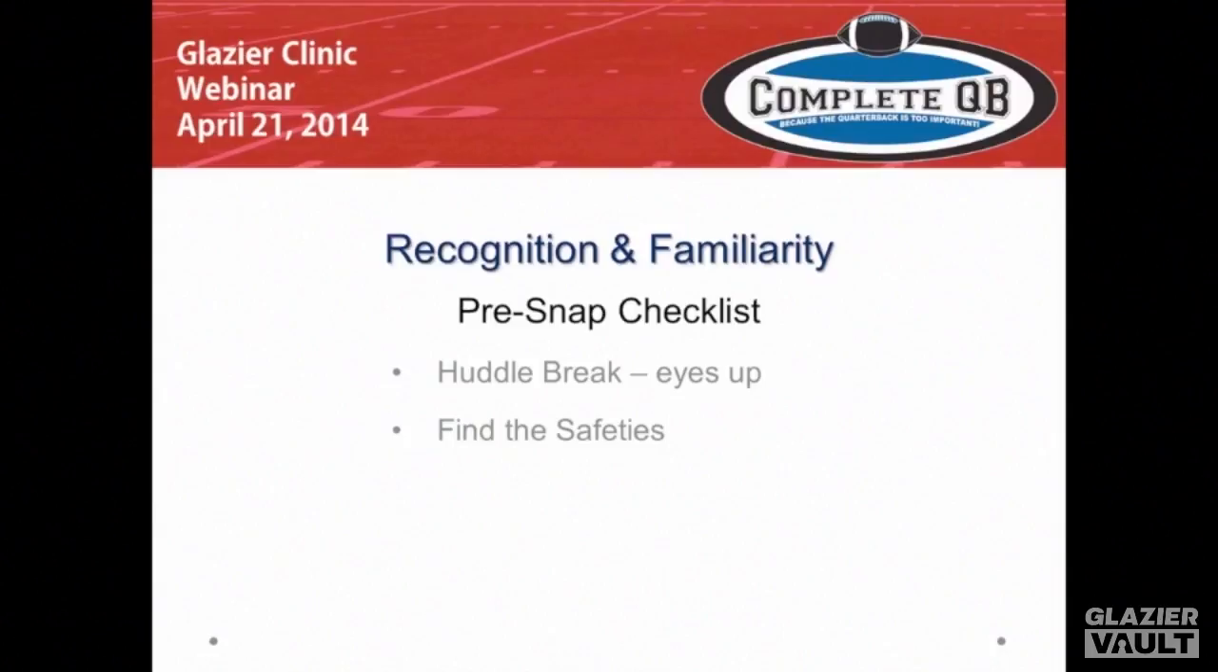The second thing we want to do is be able to find the safeties and do a quick count. I always like to tell our quarterbacks that you're not going to find a whole lot of deviation. There's either going to be 2 safeties, there's going to be 1 safety, or there's going to be no safeties as you approach the line of scrimmage.